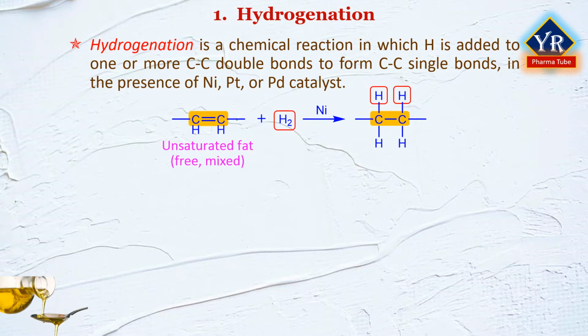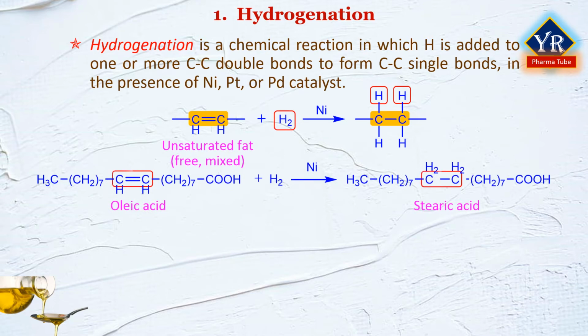Hydrogen gas is bubbled through the heated oil, typically in the presence of a catalyst, that is nickel, platinum, or palladium. The hydrogenation catalyst speeds up the hydrogenation reaction by an easy breaking up of the pi bond of the double bond, which is followed by the addition of hydrogens.